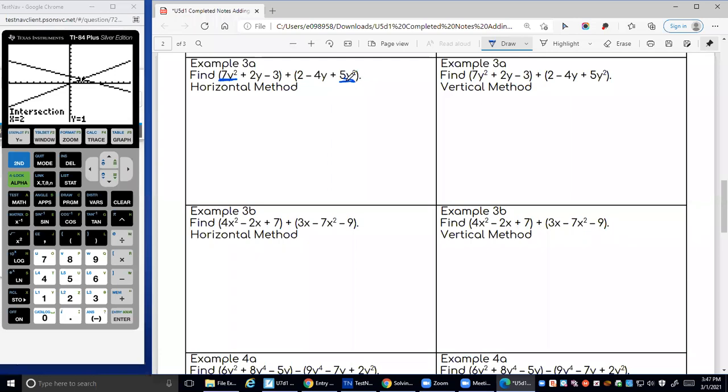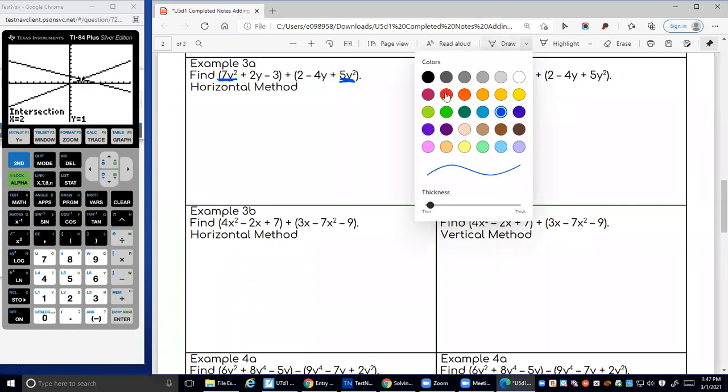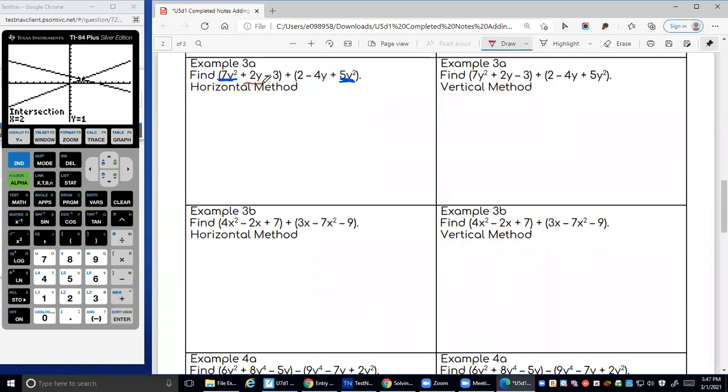Okay. So I'm going to go ahead and underline that once right there, like that. And then I'm going to go to the next one. Got plus 2y. And so that one is like with negative 4y, and don't forget to include the negative, right? And then I just like to circle my constants.